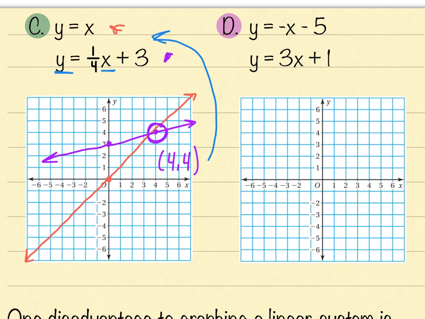For example D, I'll do the top equation in green, y-intercept of -5, the slope of -1 means down 1 over 1. And then for the bottom equation, I'll do in gold. And so 1 is the y-intercept, and the slope is rise 3, run 1. Remember to turn any whole number into a fraction just by putting it over 1.